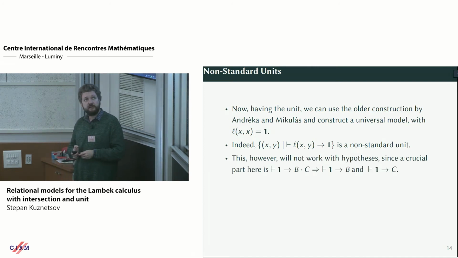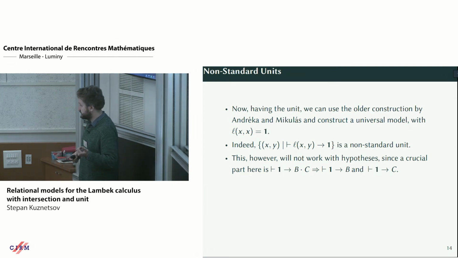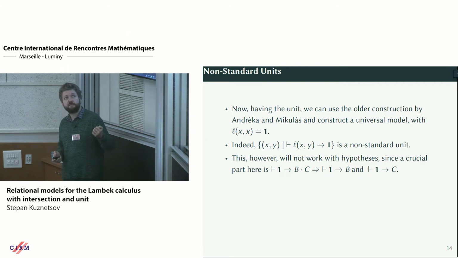But now this will not work with hypotheses, because the crucial part in the construction of the graph is that if we can derive something from the unit, 1 implies B and C, then we can split it and derive that 1 implies B and 1 implies C, which is true in the Lambek calculus itself, and can be proven easily by cut elimination and proof search. If you can derive this, you have to remove the unit and you will have just B and C, so you have split this operation. Syntactically it's obvious, but if you have hypotheses it's just not true, because you can add this as a conjecture and this will not be there.